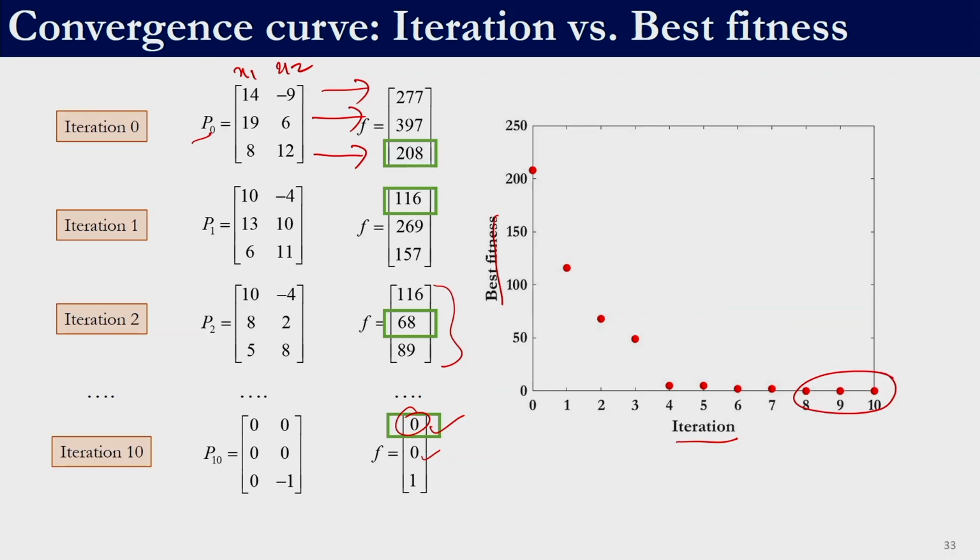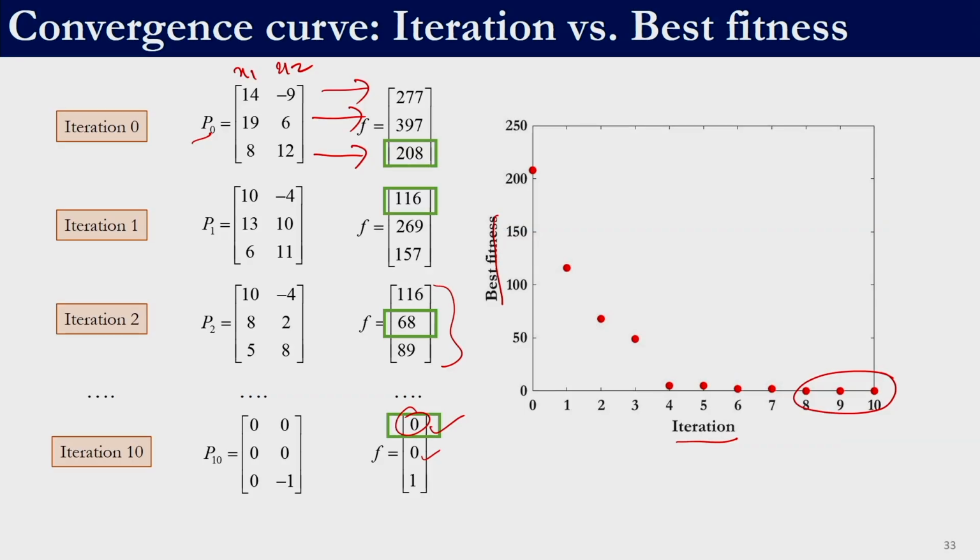So, over a period of iterations, we may not be improving from one iteration to the next, but the fitness function is definitely not going to deteriorate, right. That is called monotonic convergence, and TLBO exhibits this monotonic convergence.